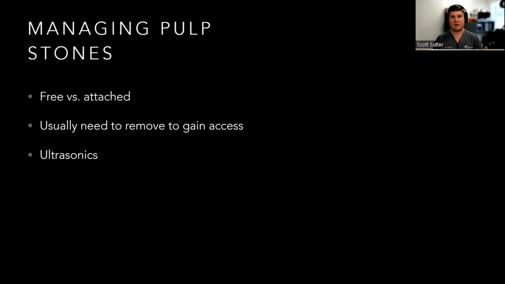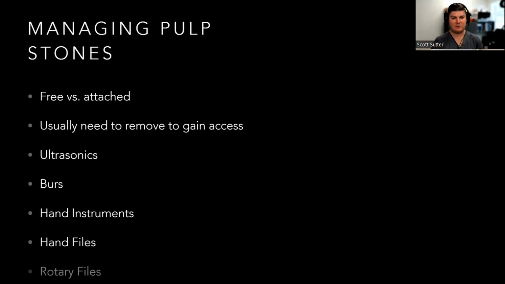Ultrasonics are probably the best way, because they just kind of blast them out. It just knocks them loose. Sometimes you'll just kind of touch them and they go flying. So it's a useful way to do it. Burrs can be useful here, depending on, like I said, pick your favorite. Hand instruments, spoons, endo explorers are useful here as well. And then hand files are a nice way to get around them as well. Rotaries, you want to make sure you've done your hand file first before you put the rotary inside there.